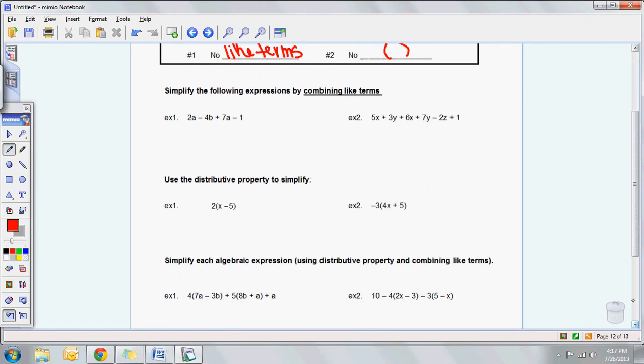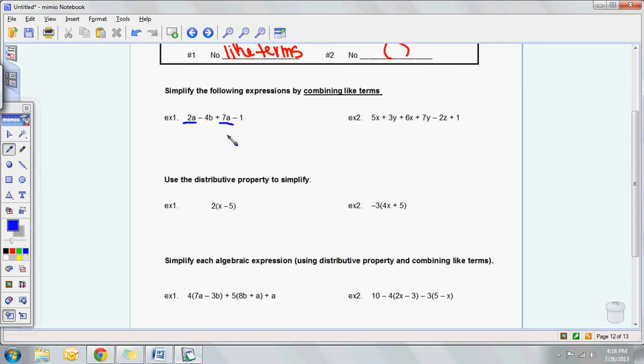So before we actually start distributing, I know you're super excited to do it, but just hold tight for a second. We're going to combine our like terms first, and this should be familiar to you, but just a refresher. If I ask you to simplify this, what that means is we're looking for like terms or parentheses. I don't see any parentheses, but I do see some like terms.